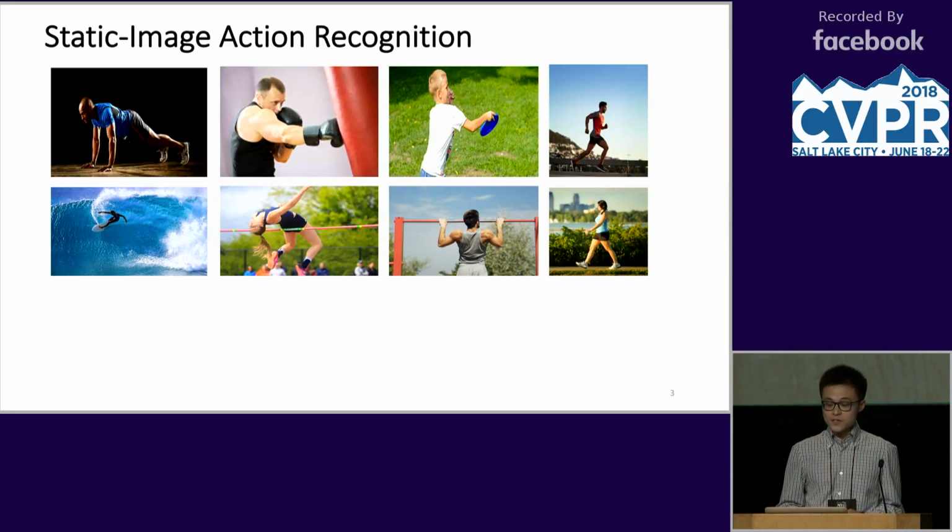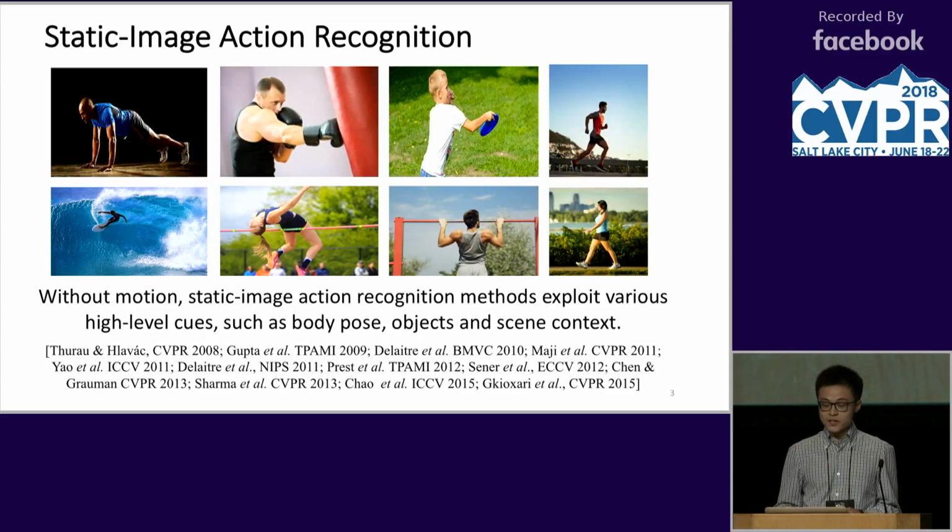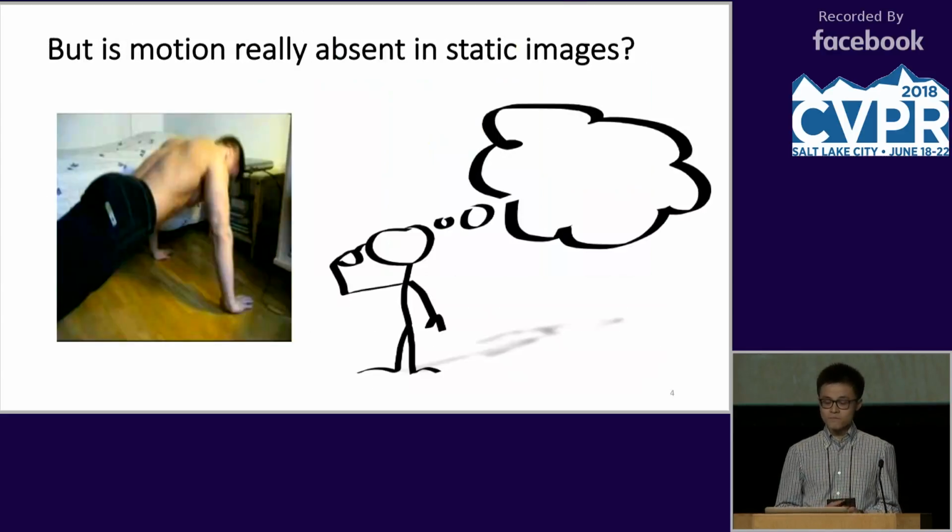Given these static images, we can still recognize the actions that are taking place in them. For example, among these static images, we can easily recognize a man doing push-ups and a woman doing high jumps, etc. Unlike video-level action recognition, without motion, static image action recognition methods exploit various high-level cues such as body pose, objects, and scene context. However, is motion really absent in static images?